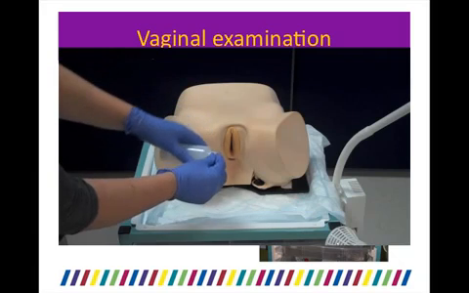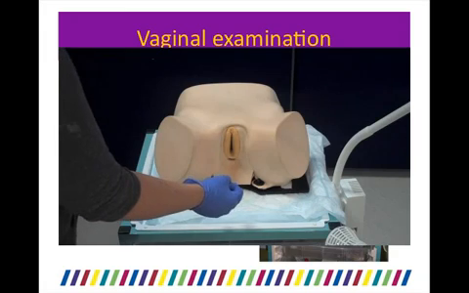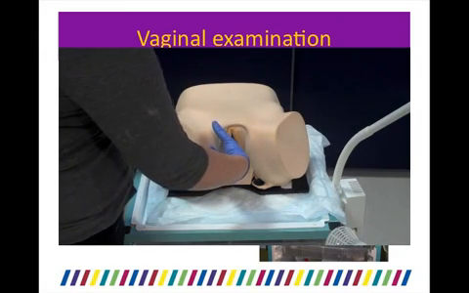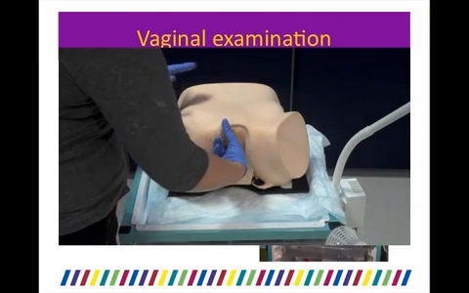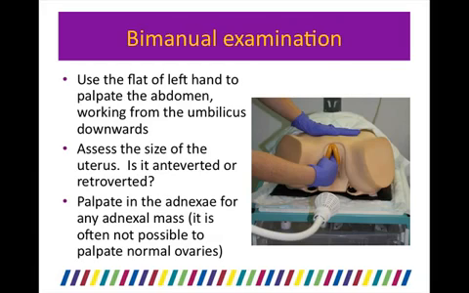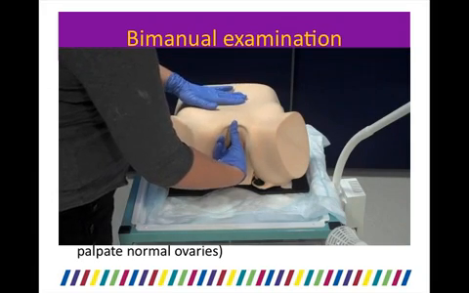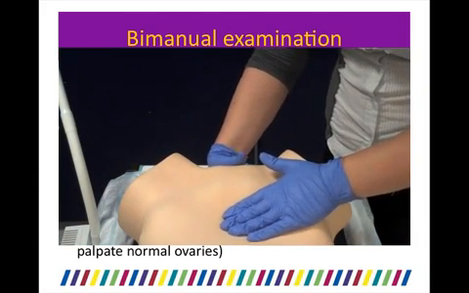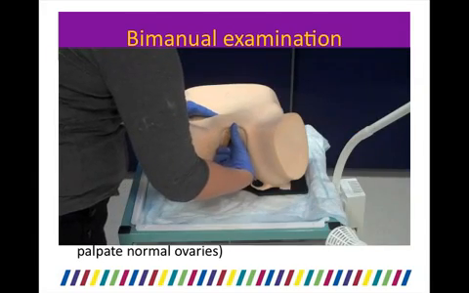Insert 2 fingers of your right hand, warning the patient before you do so. Assess the vaginal walls. These should be smooth, warm and moist with a normal tone. And assess the cervix, which should be smooth, mobile and non-tender. You may be able to get an impression of whether there is a multip or a nullip. Using your left hand to palpate the abdomen, starting from the umbilicus and working downwards, assess the size of the uterus. The uterus should be mobile and non-tender and easy to lift out of the pelvis.